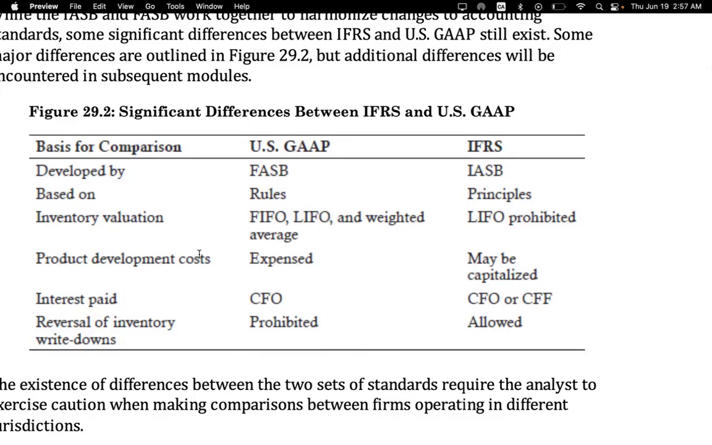Product development costs. Development costs are expensed under US GAAP. In IFRS, under certain conditions, they may be capitalized. Interest paid is a part of cash flow from operations under US GAAP. In IFRS, it could be a cash flow from operations or a cash flow from financing.